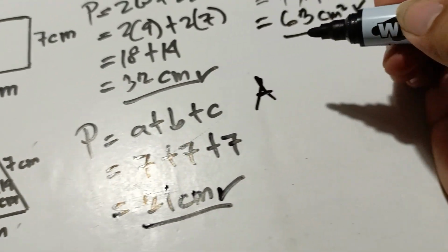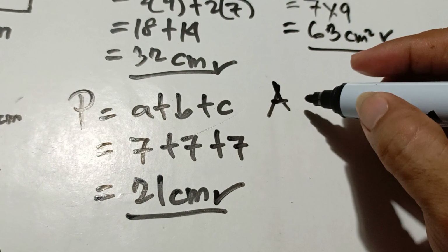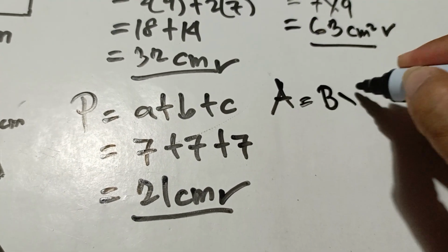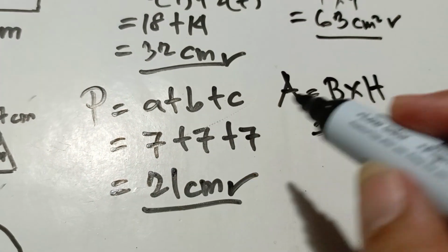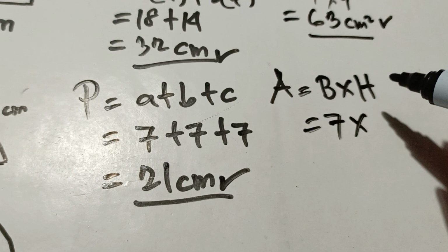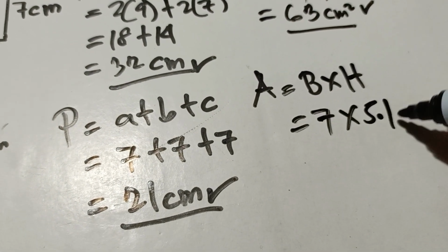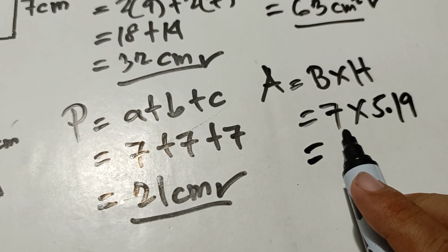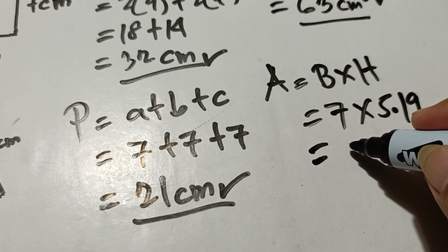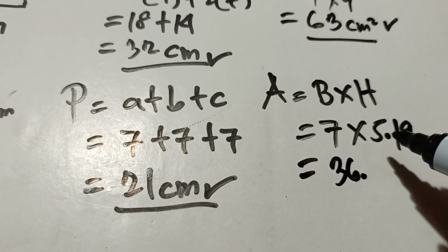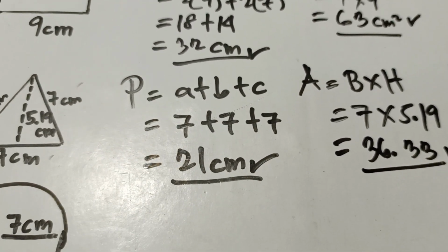Oh yeah, area is base, 7 centimeters, times height niya is 5.19. Area is equals 7 times 5.19 is equals 36.33. Okay kayo.